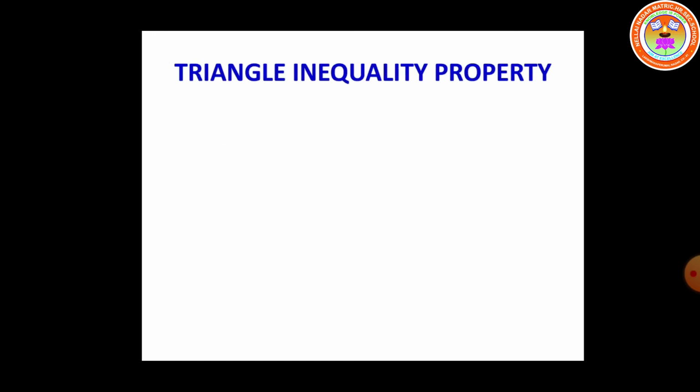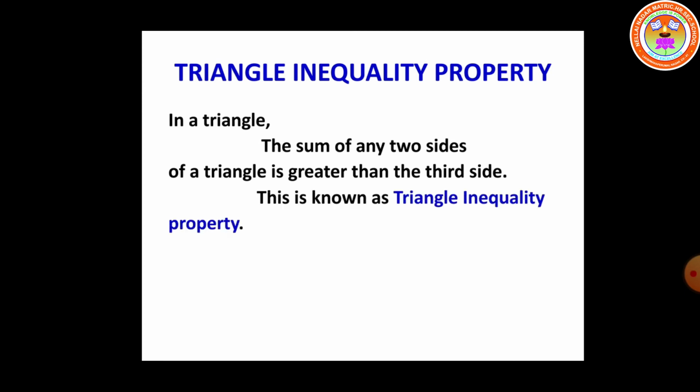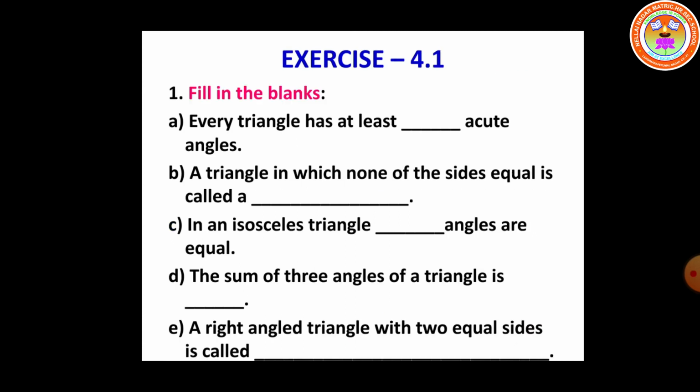Next one, triangle inequality property. In a triangle, the sum of any two sides of a triangle is greater than the third side. This is known as triangle inequality property. For example, you see this triangle, AB plus BC is greater than CA, BC plus CA is greater than AB, CA plus AB is greater than BC.